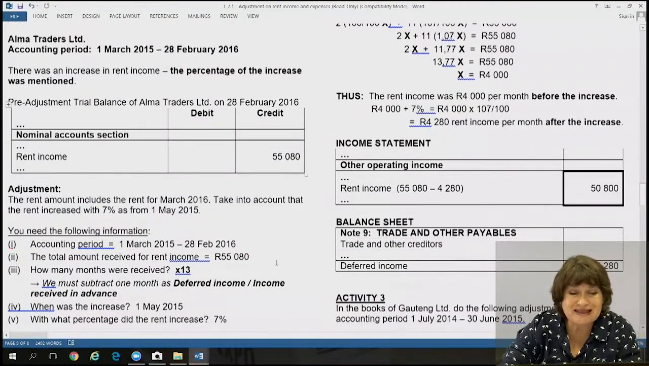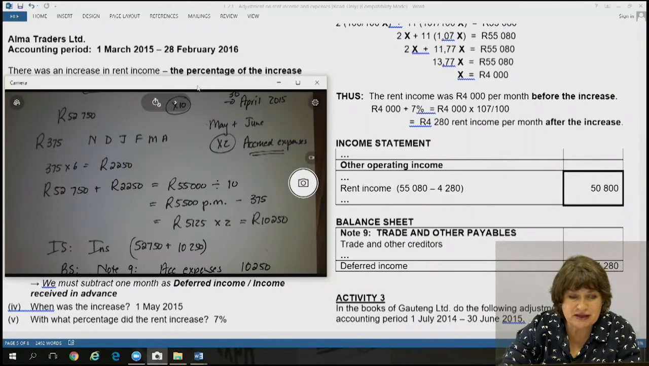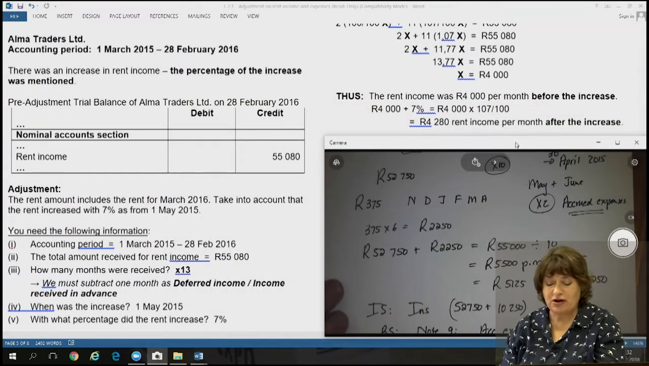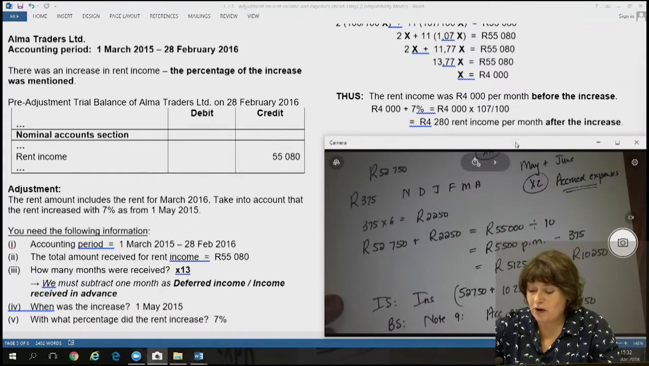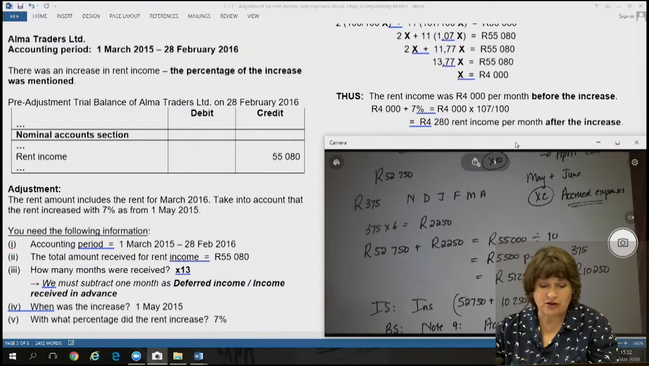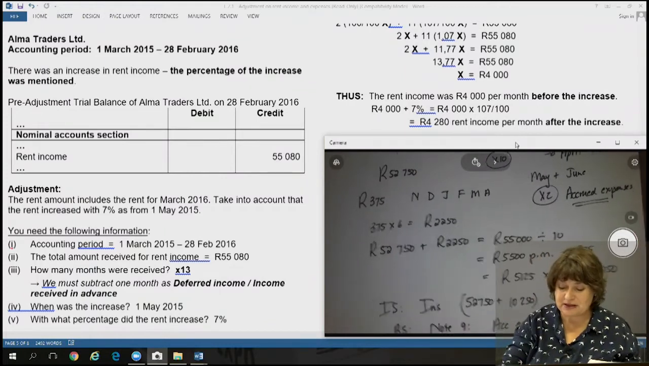Number C is the percentage. And I know that sometimes when you see that adjustment, you say, oh no, I cannot do this. Okay, I hope after today you will be 100% able to do this adjustment.